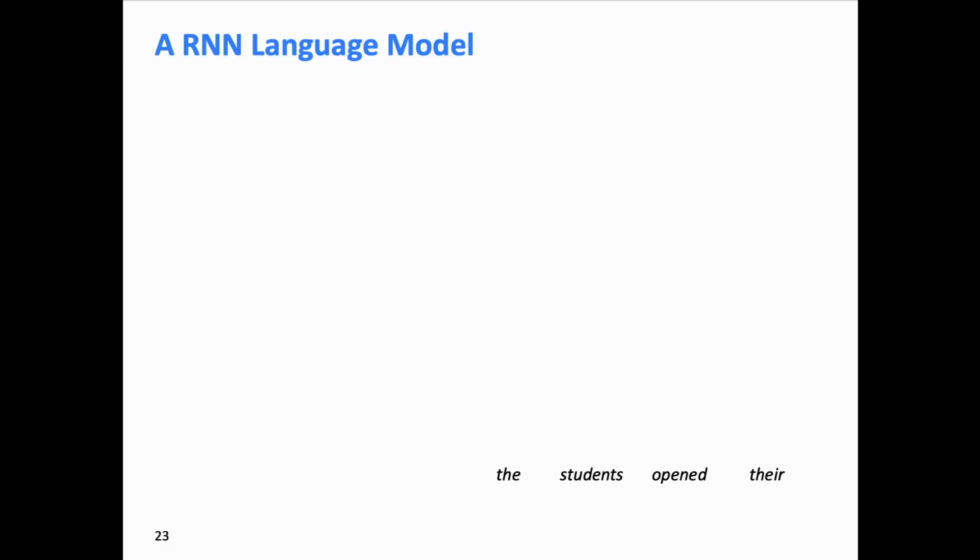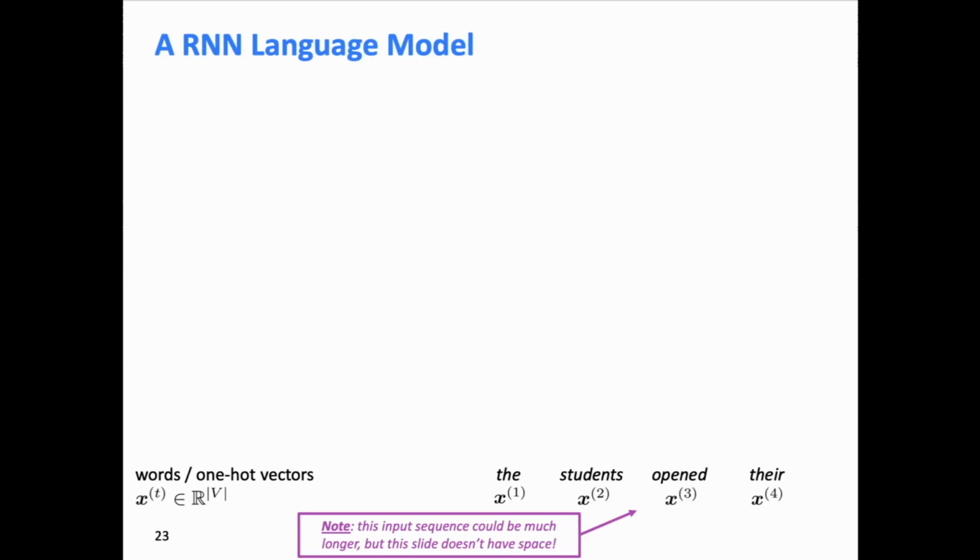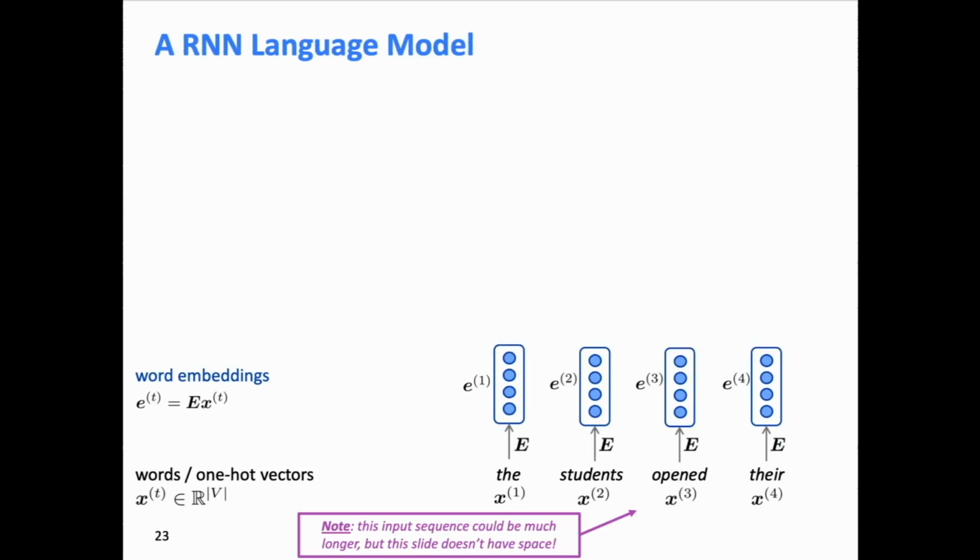So here's how you would apply an RNN to do language modeling. Again, let's suppose that we have some kind of text so far. My text is only 4 words long, but you can assume that it could be any length. It's just short because we can't fit more on the slide. And again, we're going to represent these via some kind of one-hot vectors and use those to look up the word embeddings from our embedding matrix.